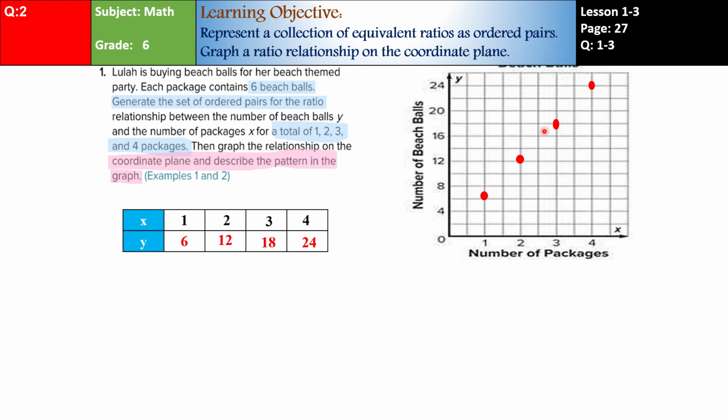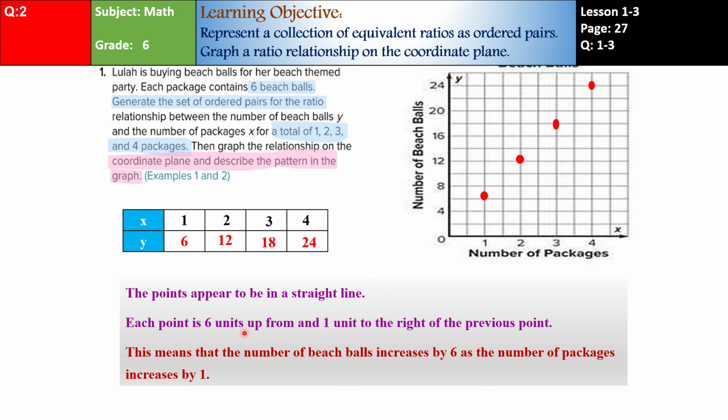Now you have to describe the pattern. If we join them by making a line, it will show you that the points are on a straight line, and each point is 6 units up and 1 unit to the right of the previous point. So this is how you can explain it. Similarly, you can solve question number 2 yourself.